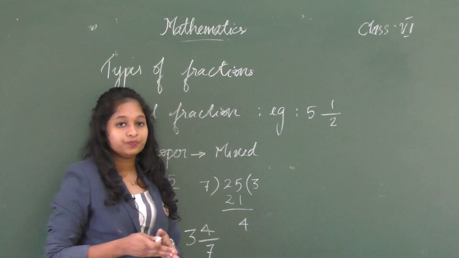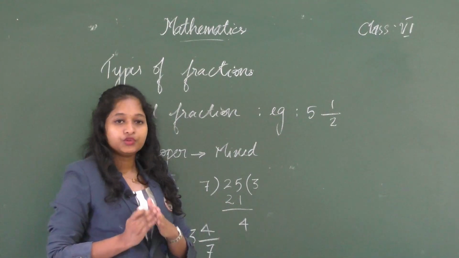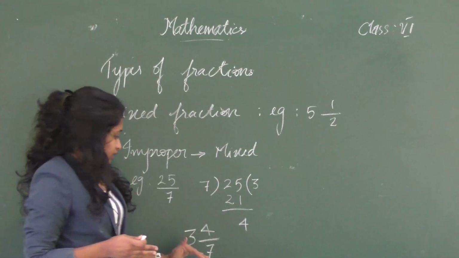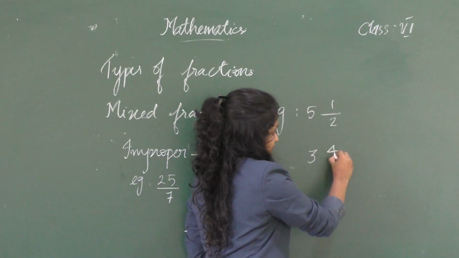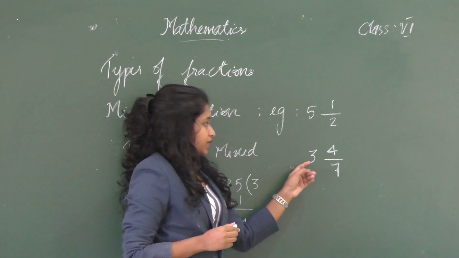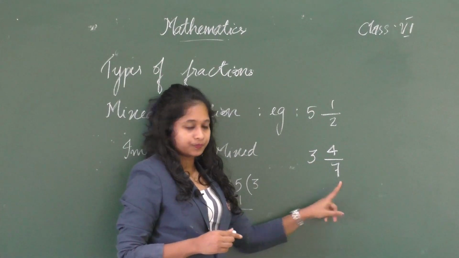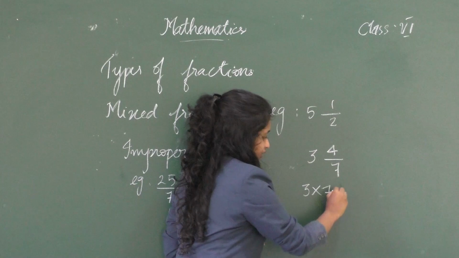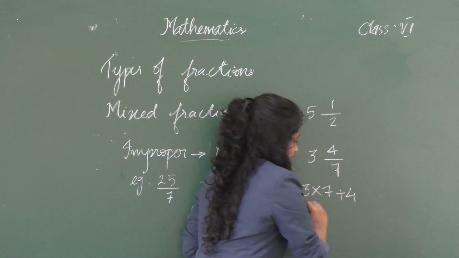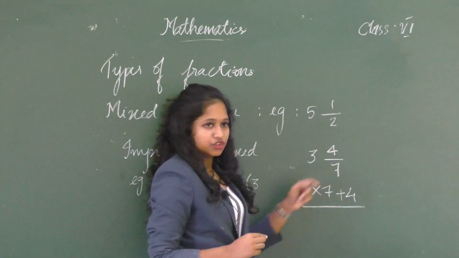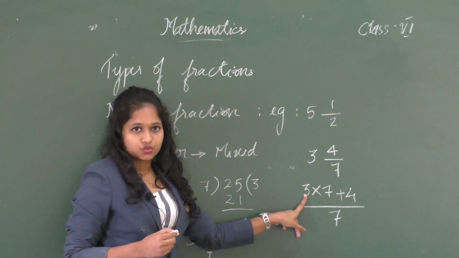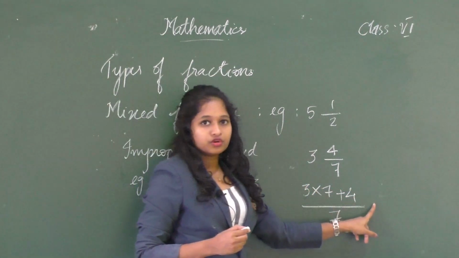Now let's see how to convert a mixed fraction to an improper fraction. We'll take the same example, 3 4 by 7. Okay? The next step is to multiply these two numbers, that is 3 into 7, and then add the numerator to it and divide completely by the denominator here. It is 7.